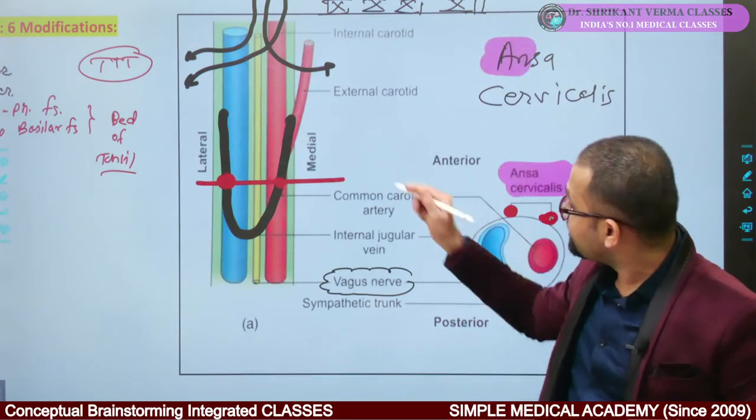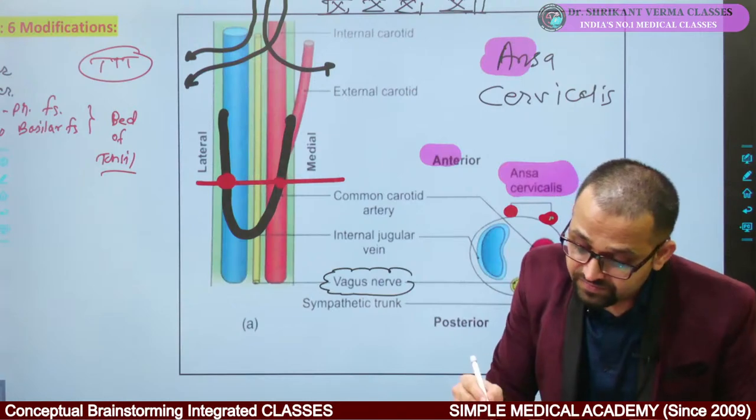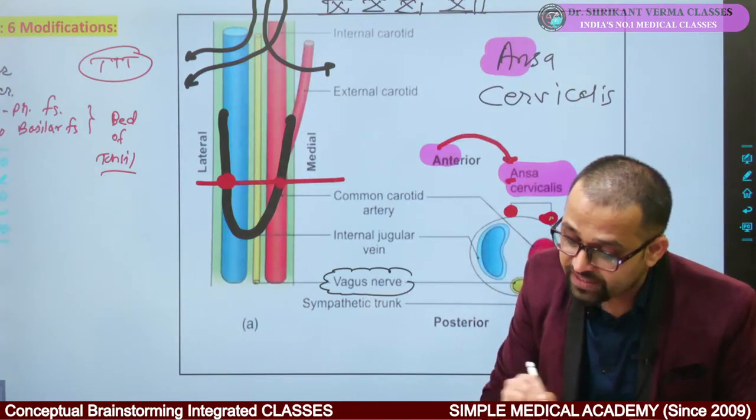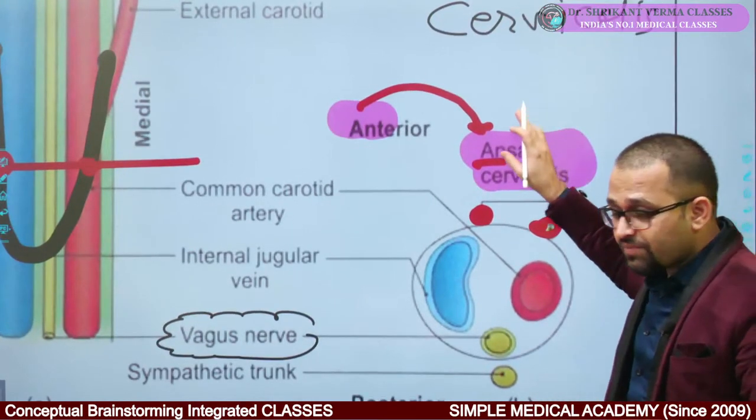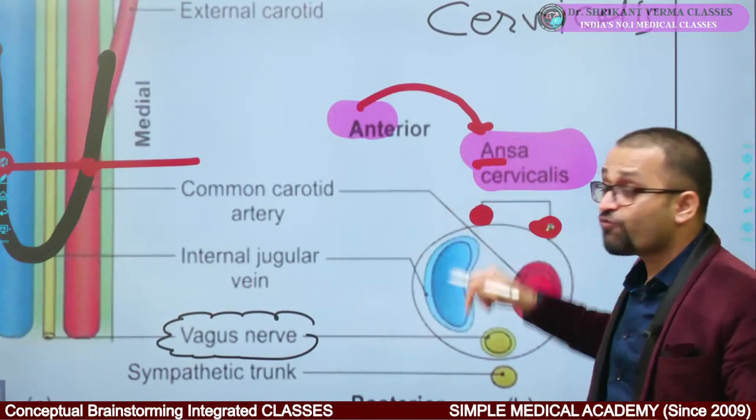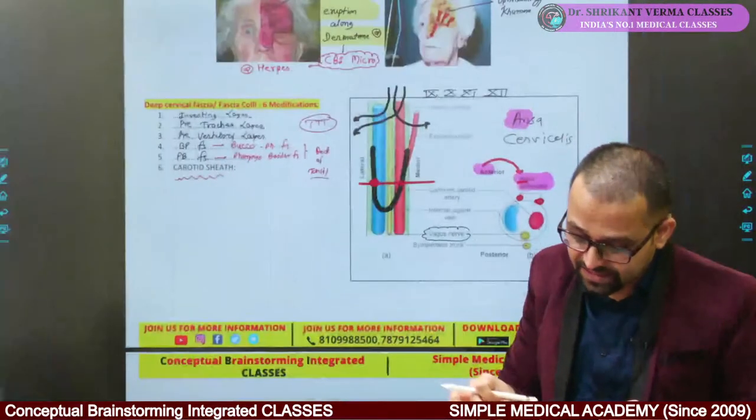Ansa cervicalis, yes, AN. AN for ansa, AN for anterior. Simple way, no need to mug up. This question had been asked. Remember, AN for ansa, AN for anterior. So this is the ansa cervicalis, okay?